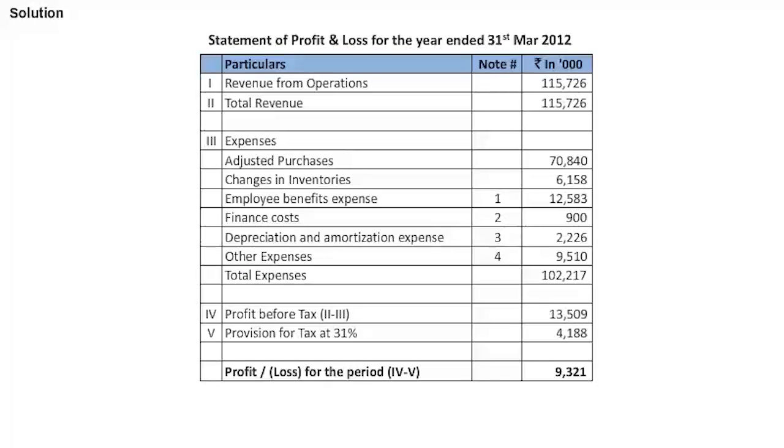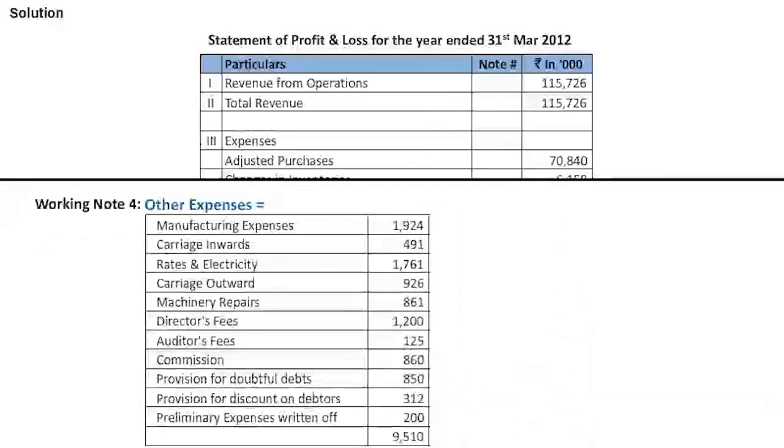Purchases 71,821, that will be part of your adjusted purchases, 71,821 here. And sales 116,990, that will be your revenue from operations, which is 116,990 here. Machinery repairs 861, that will be again part of your other expenses. So machinery repairs, carriage inward, carriage outward, these three will be part of your other expenses, which is basically 861, 491 and 926. That is note number 4.